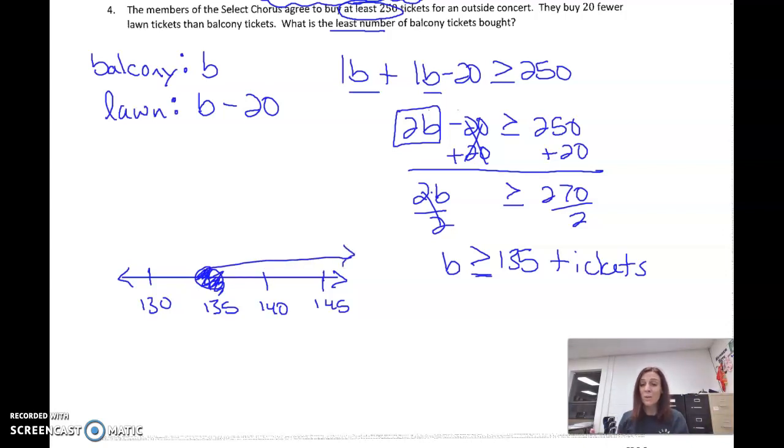Okay? So keep in mind, we just keep building on to what we've been doing. We solve inequalities almost exactly like we solve equations. And graphing, we've learned how to do that before. We're just bringing that into play now.